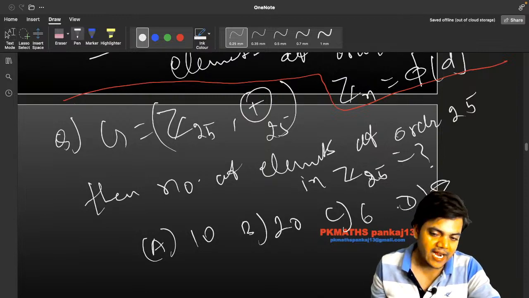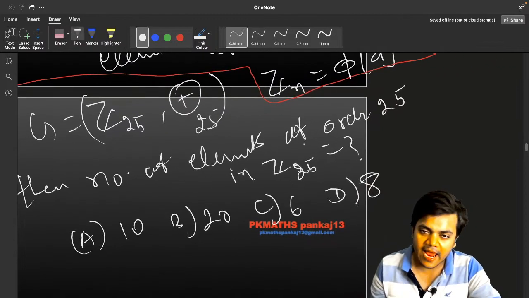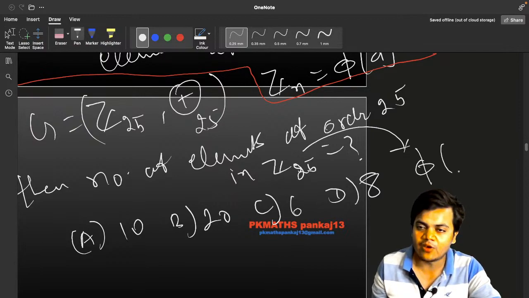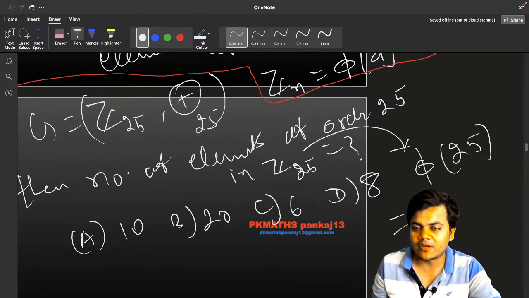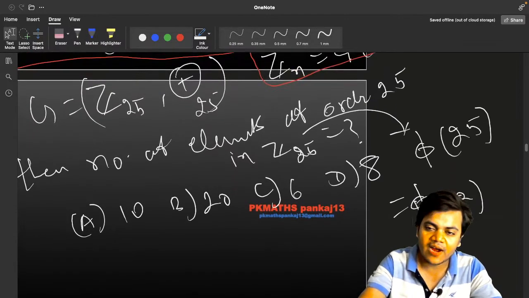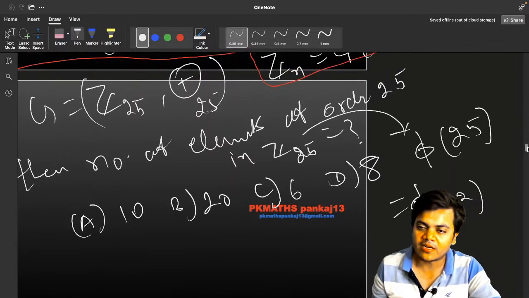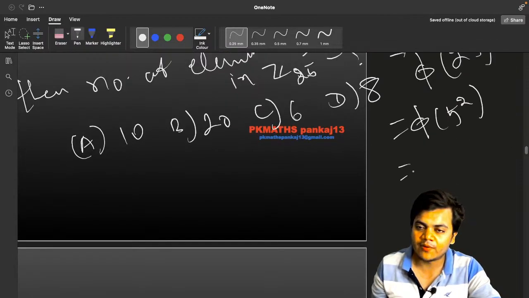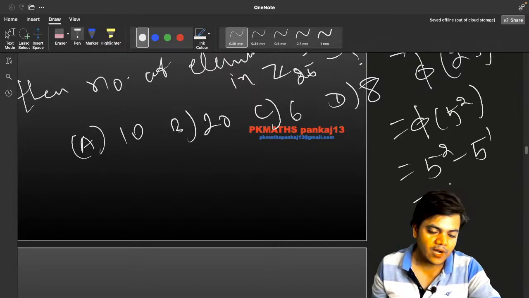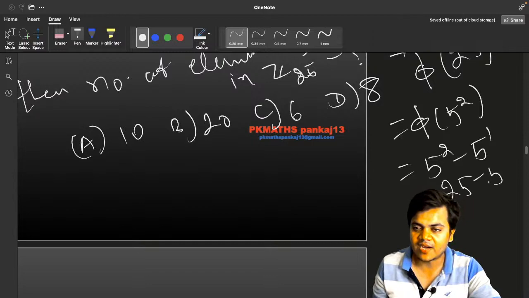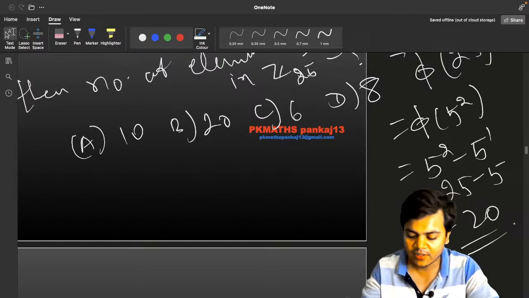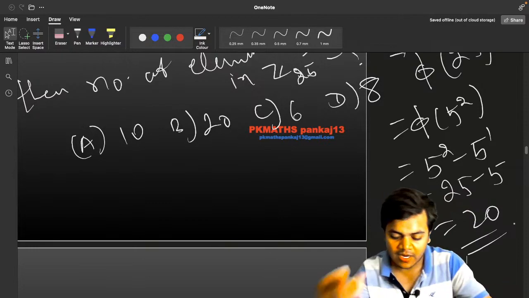And this time Srabanika and Aman Shukla, these two people are very quick, and they are saying that the number of elements of order 25 will be phi of 25, and they will not hesitate to say it is nothing but phi of 5 square, and phi of 5 square is going to be what? 5 square minus 5 to the power 1. So it will become 25 minus 5, which is 20 for sure. Okay, so this is how things are going to be.